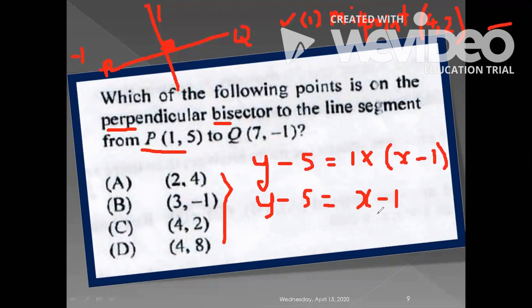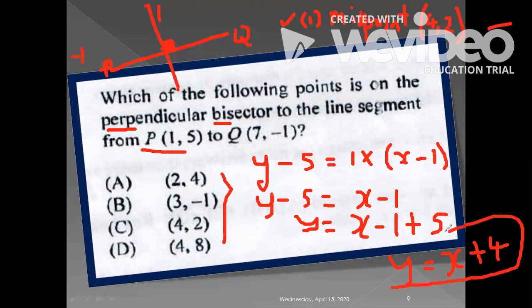So we're going to make y the subject. We have y equals x subtract 1 plus 5. So we end up with y equals x plus 4. All right, so this represents the equation of the what? The perpendicular bisector.